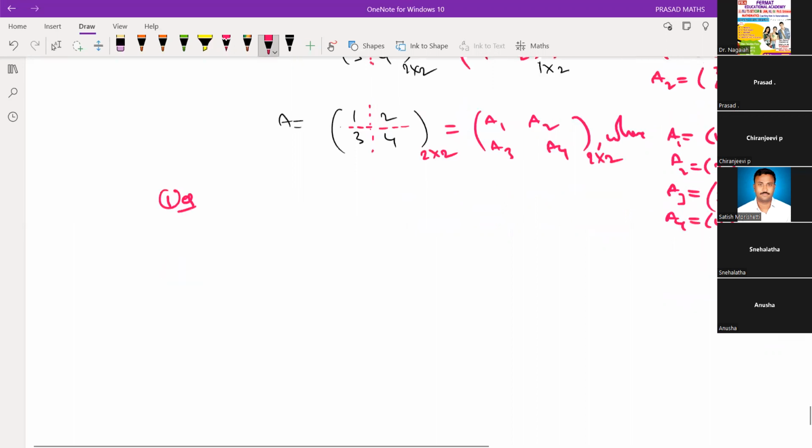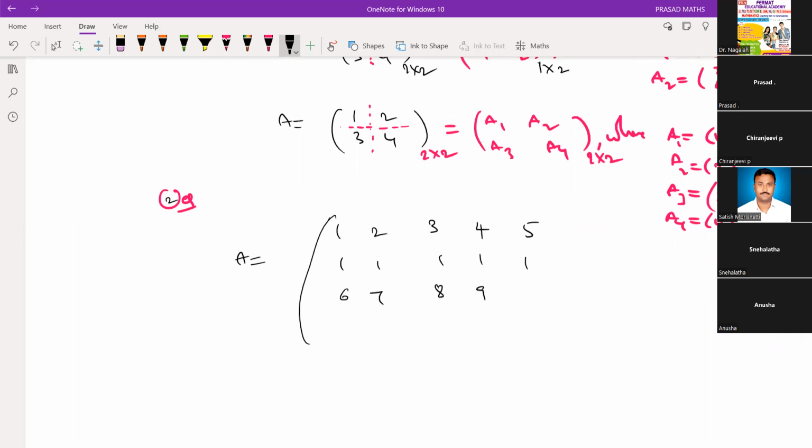Example number 2. A equals, suppose you take this: 1, 2, 3, 4, 5, 1, 1, 1, 1, 1, then 6, 7, 8, 9, 10, 3, 3, 3, 3, 3. Take whatever you like. Next, 1, 3, 5, 7, 9. It's a matrix. Right?